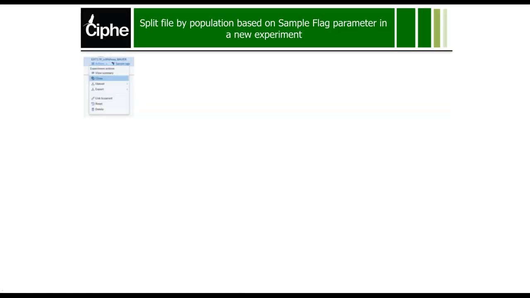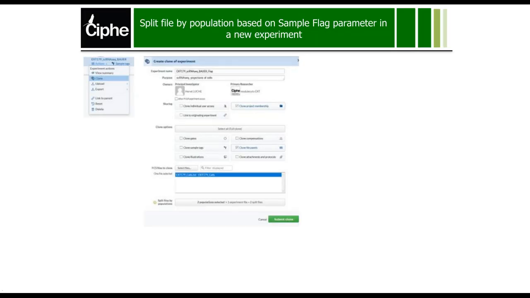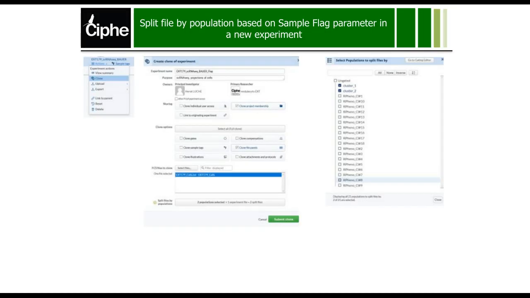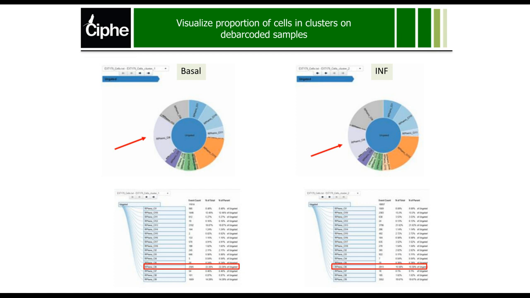But I can even push further. I can also split my file. So in it, I had two groups, basal and inflamed. So I can actually use that sample flag that is included in my FCS to create new files. So for example here, that's how I can clone an experiment. And then here on the bottom, I can select populations, and I will select the population that relates to my sample flags. And what Cytobank will do is split the files in two and allow me to investigate the same gating strategy or the same thing I've been doing before, and then visualize the result.